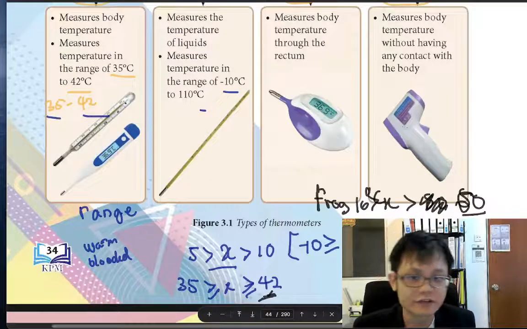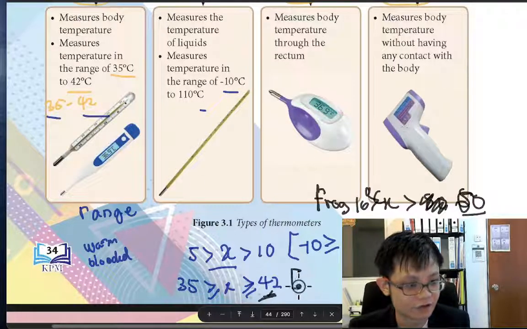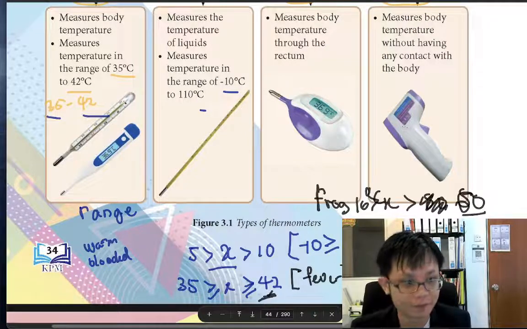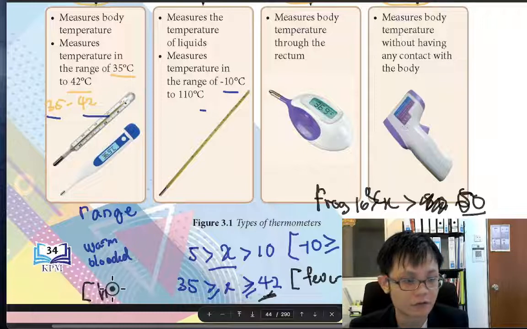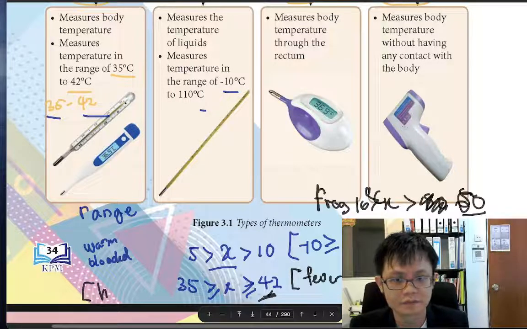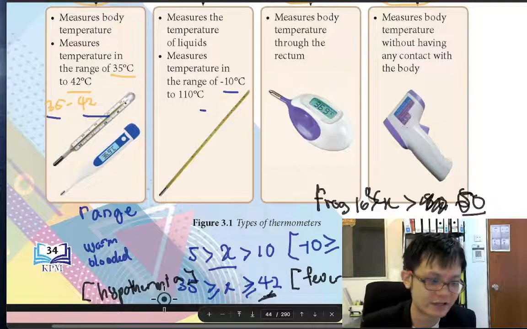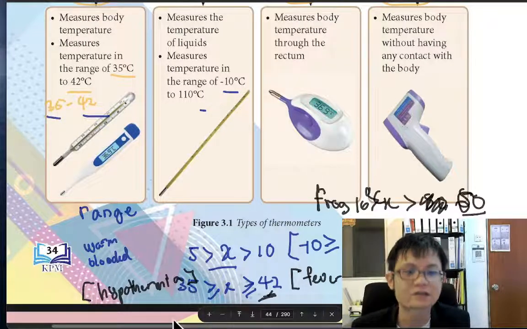So if your temperature is too high, we call it having a fever. If you have COVID, you have a fever, because it is very high. And if it is very low, we call it hypothermia, if I spell it correctly. Hypothermia means too cold. But of course we live in Malaysia, we don't usually face this problem because Malaysia is very hot.